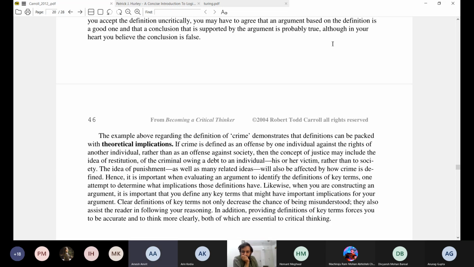Hence, it is important when evaluating an argument to identify the definitions of key terms and to attempt to determine what implications those definitions have. Likewise, when you are constructing an argument, it is important that you define your key terms that might have important implications for your argument. Clear definitions of key terms not only decrease the chance of being misunderstood, they also assist the reader in following your reasoning. In addition, providing definitions of key terms forces you to be accurate and to think more clearly, both of which are essential to critical thinking.